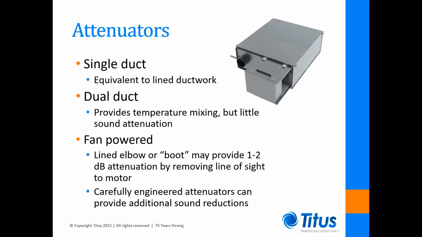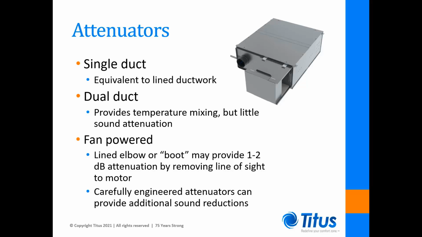Fan units are sometimes specified to include induction port attenuators, sometimes referred to as boots. These are often nothing more than a lined box with one side missing that simply blocks the line of sight to the blower. These are rarely effective and often only provide a reduction within the range of measurement error, typically not more than 1 to 2 dBs. Carefully designed induction port attenuators can be highly effective, but they can also be a design challenge. That's because the low-frequency sounds that we want to reduce are more difficult to attenuate.